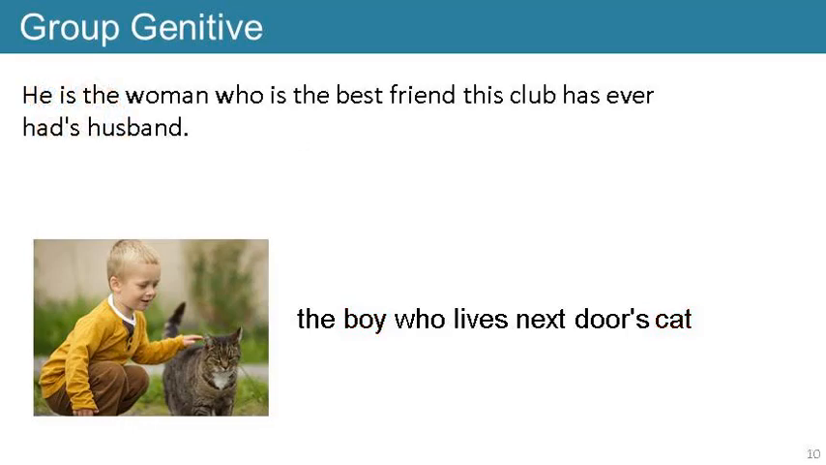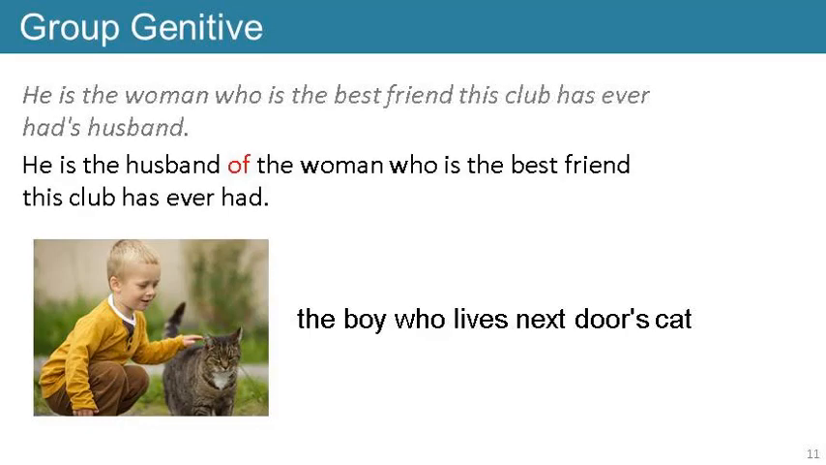Here is an authentic and extreme example of a group genitive. He is the woman who is the best friend this club has ever had's husband. Google it. Long group genitives can work well enough in spoken English where prosody can aid comprehension. But in general, it's best to avoid long group genitives in writing. You can use an of expression instead. Here is a revised version: he is the husband of the woman who is the best friend this club has ever had.